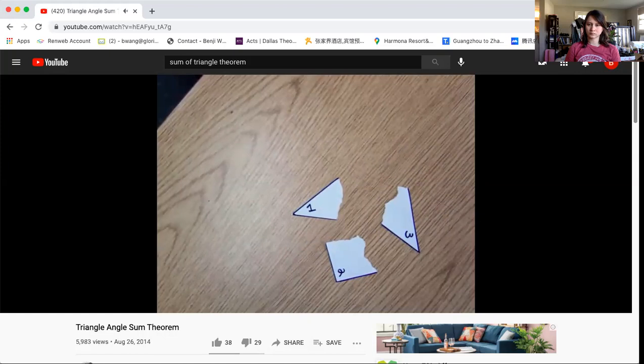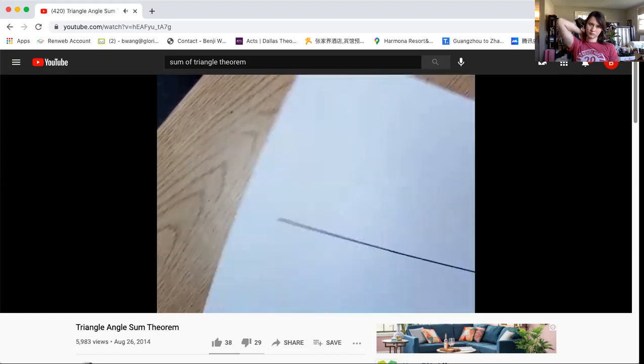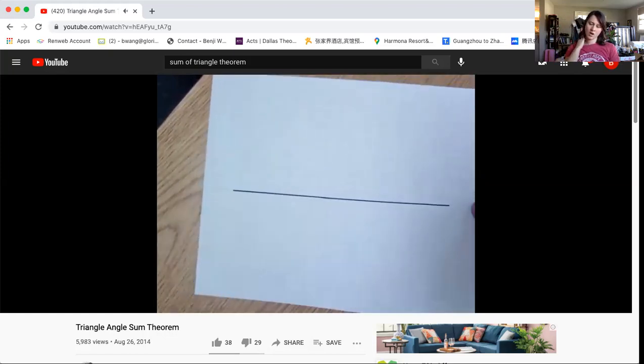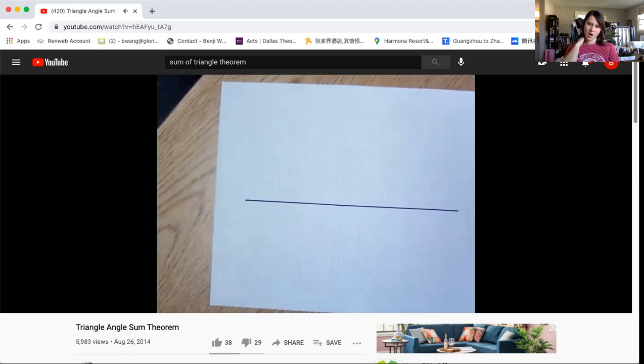So now I'm going to go back to that line. Remember that we said a straight line has to measure 180 degrees. This time I drew my straight line on graph paper. Here's my straight line. And when I say straight line, really, that's kind of a weird thing to say.